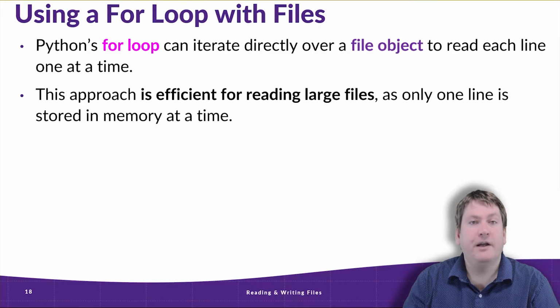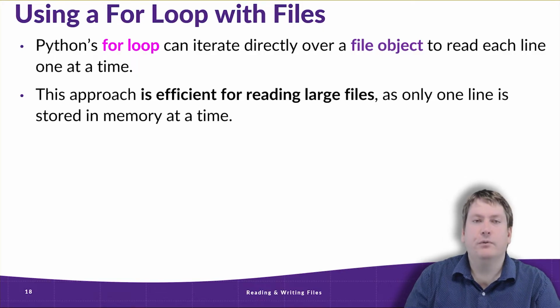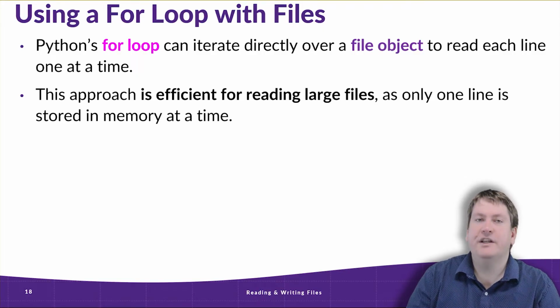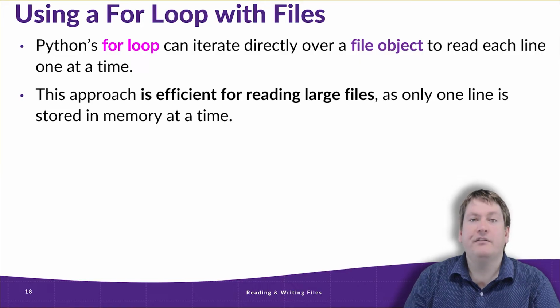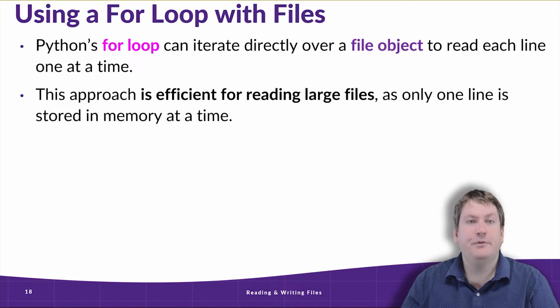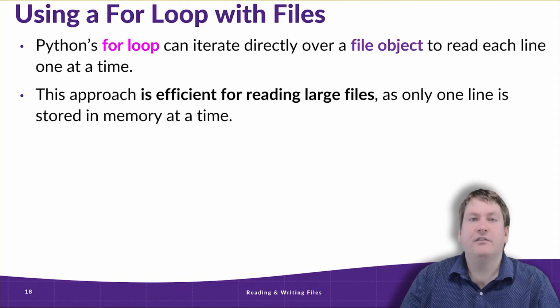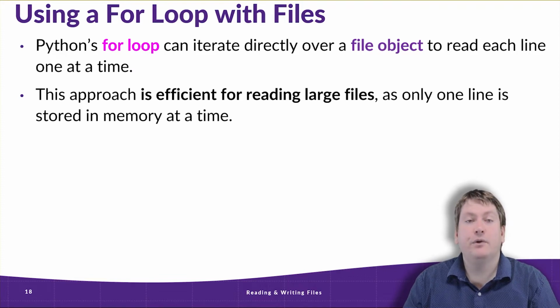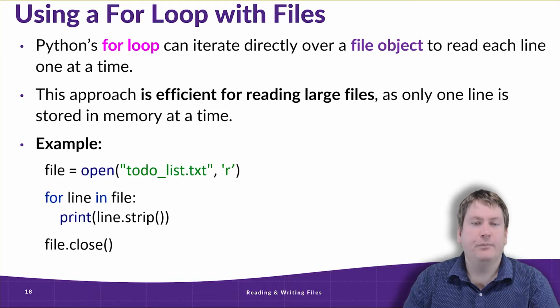The first way we can do that in Python is with a for loop. And luckily for us, the for loop is already built to work on file objects. So just like a for loop will loop through a list or a dictionary or something like that, we can also use a for loop directly on a file object, and it will loop through each line in the file. This approach is really great because it efficiently reads from large files. Instead of reading the whole file in at once, we only read one line at a time. Let's take a look at an example.